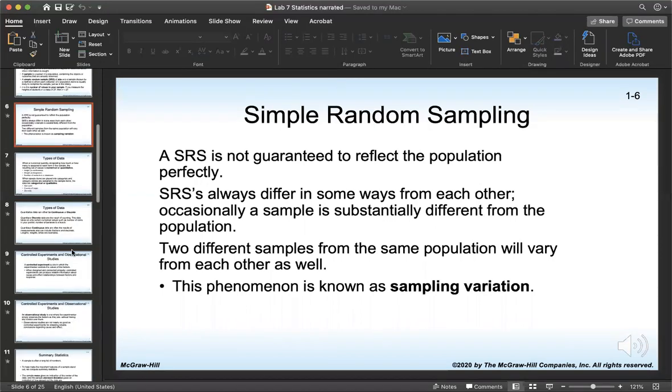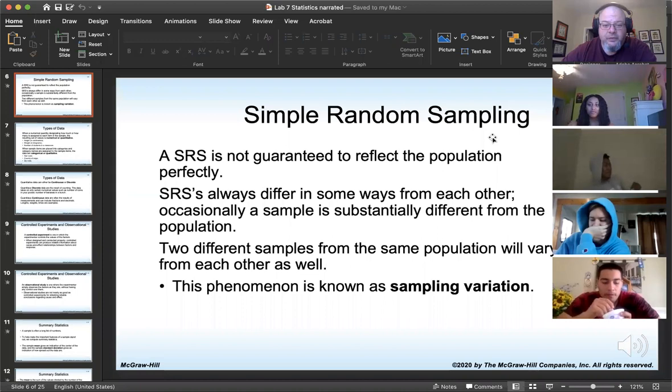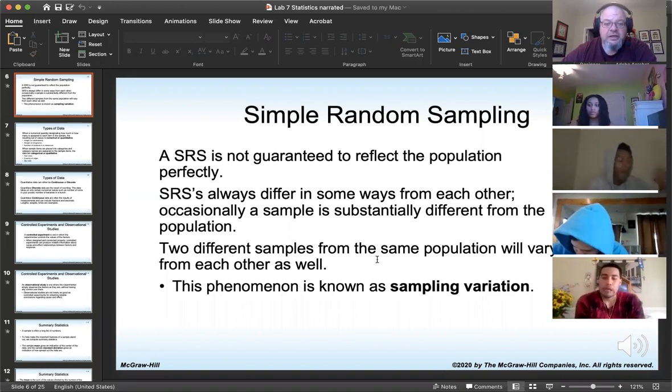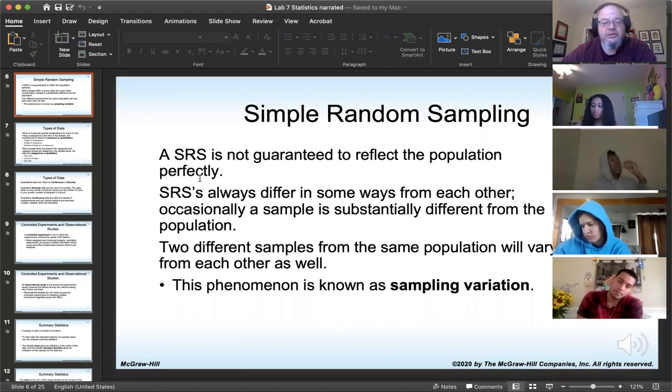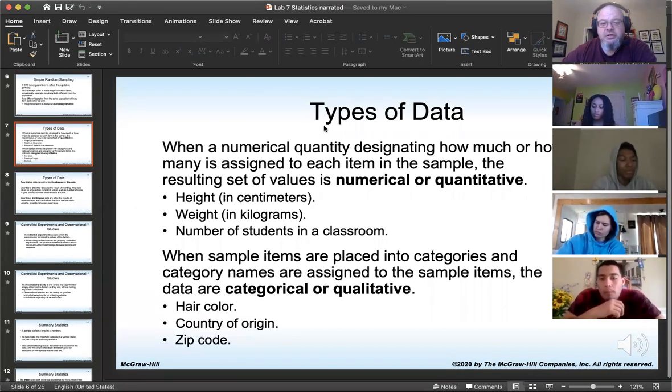So again, the simple random sampling doesn't always reflect what the population is. Internet connection's unstable, so hopefully you guys are still with me. But sometimes you'll have sampling variation. An example of this would be if you're trying to get an idea of how the entire country is going to vote, but you did your sampling in a very red state or a very blue state, you're going to get sampling variation. Obviously, those types of areas are not very indicative of the entire country.